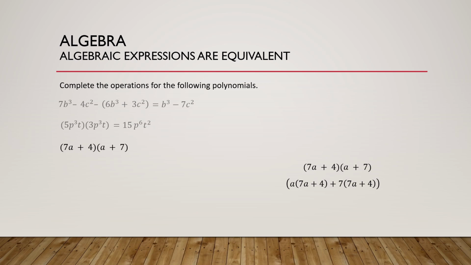Next, we distribute again. In the new first term, distribute a to both 7a and 4 to get 7a squared plus 4a, then distribute 7 to both 7a and 4 to get 49a plus 28. We finalize the problem by combining like terms. 4a plus 49a equals 53a, giving us our final answer, 7a squared plus 53a plus 28.